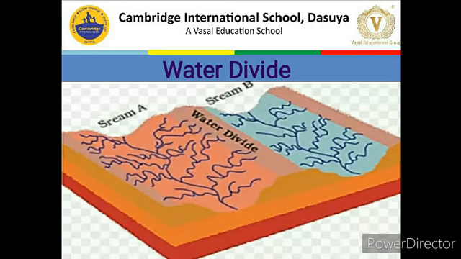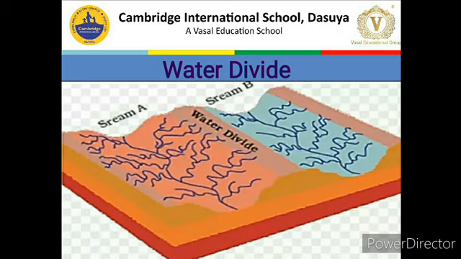They are not combined, they are separated. And how are they separated? With a water divide. Now look at the part where water divide is written. You can see water divide is shown at a height. In other words, this is an elevated area, a higher area in height as compared to both the streams.